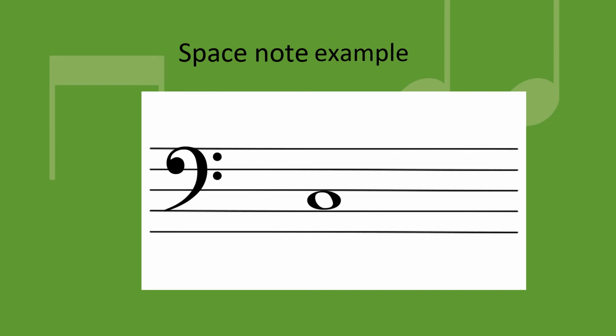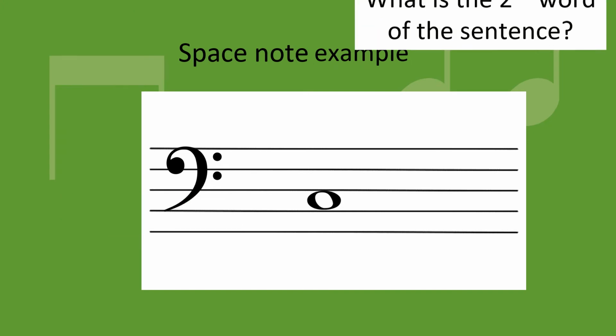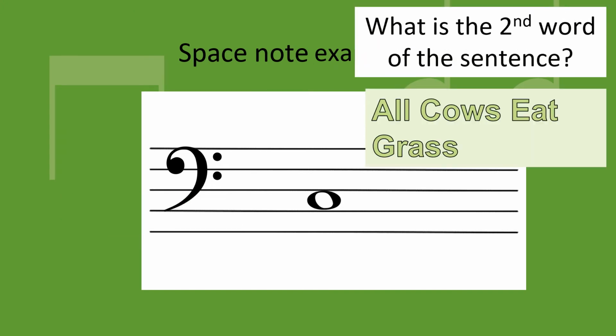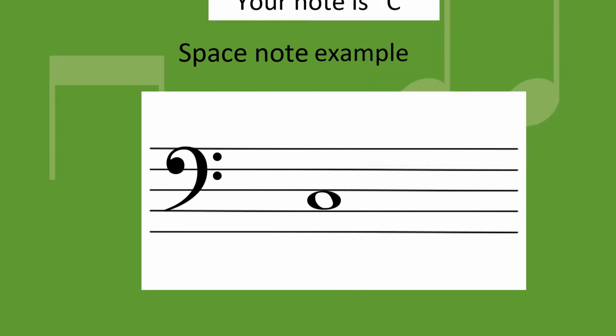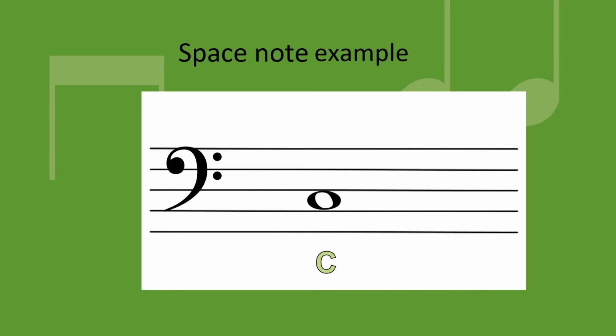Let's do a quick example on labeling a space note. Again, we start from the bottom and count upwards to see which space our note is in. This one's in space number 2. Then we say our sentence and we figure out what the 2nd word is. All cows eat grass. The 2nd word is cows. Cows begins with the letter C, so in our 2nd space in the bass clef, the note is a letter C.